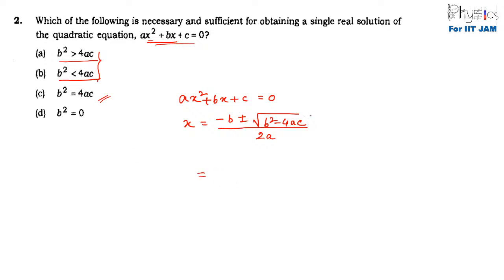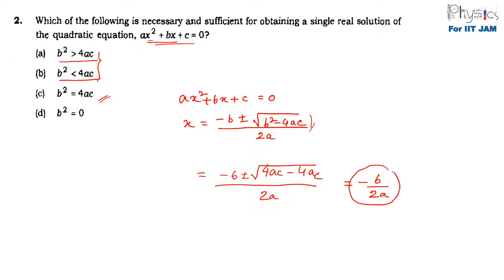So if we put b square equal 4ac, what we get? Here we get x equal minus b plus minus root over 4ac minus 4ac by twice a, that is minus b by twice a. That is, it is a negative number but real, right? It is real. Okay.